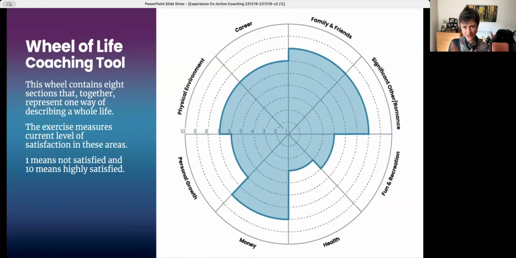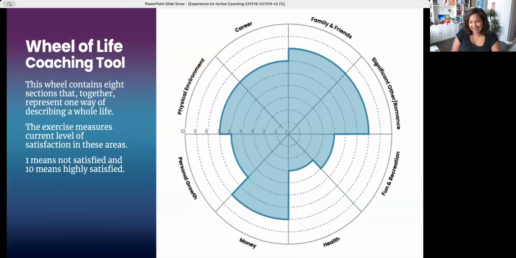So we have family and friends, and again, this can be divided into 2 if there's a very different perception of your satisfaction. We have significant other romance as another area, fun and recreation, health, money, personal growth, physical environment, where often people ask, what do you mean? Physical environment is literally where you are physically. So it might be your home, your flat, your house, your garden, your town or village, your country, planet Earth. You can really expand it to whatever is relevant to you.